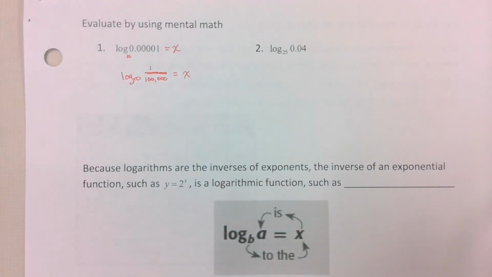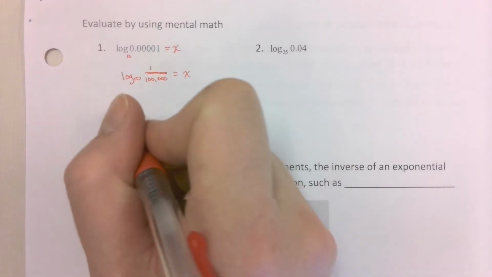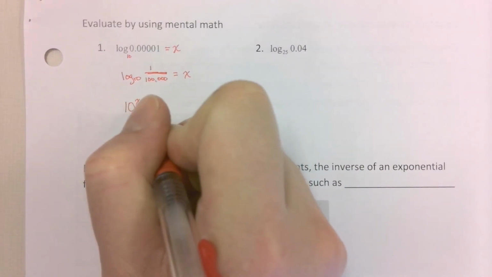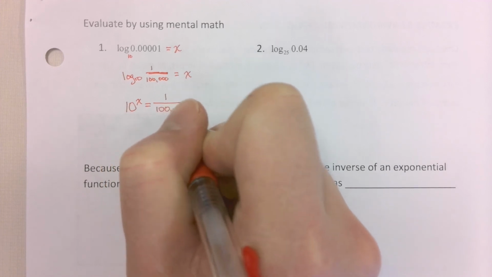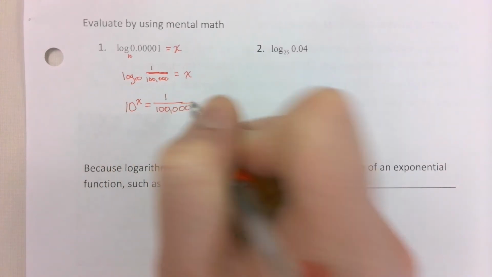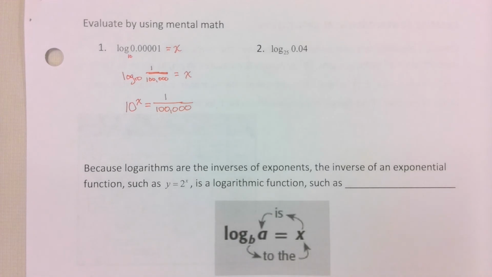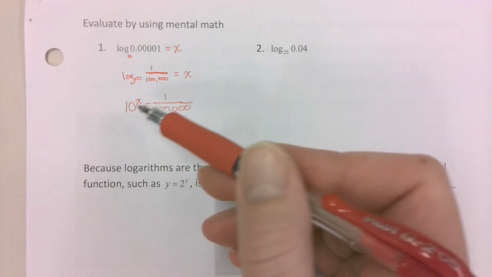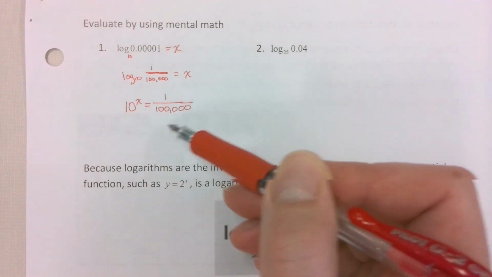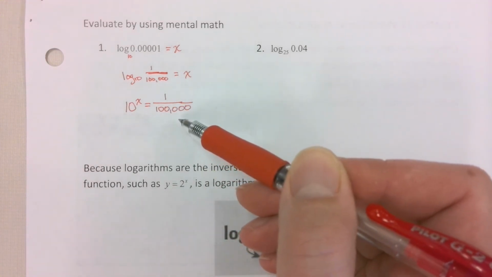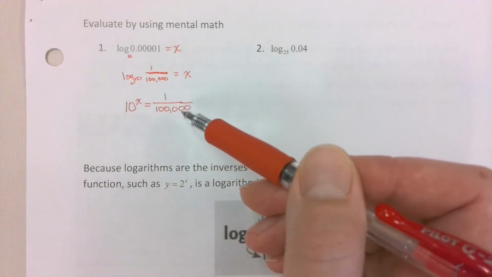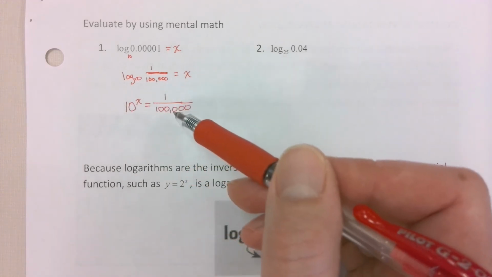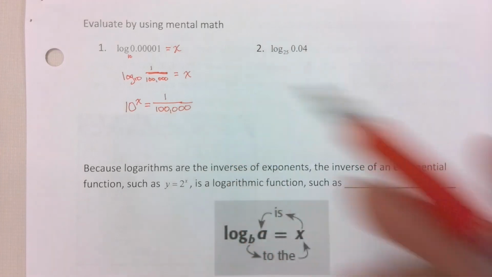Okay, so if I change it to exponential form, that would be 10 to some power equals 1 over 100,000. And so I need to decide what power is going to get me there. The first thing I see is that this 100,000 has a base of 10. I need a negative power to make it go down, and then I need to figure out what power is going to make it that 100,000.